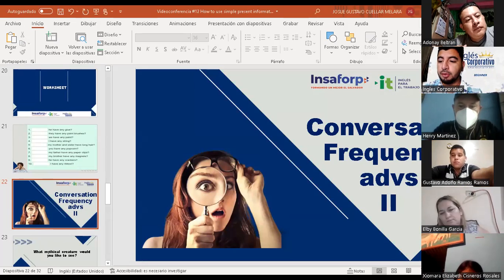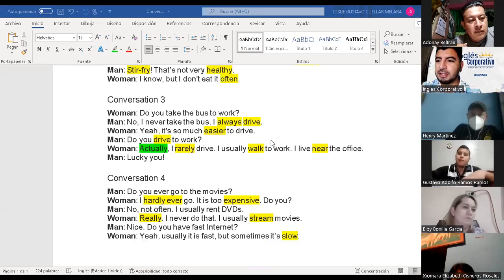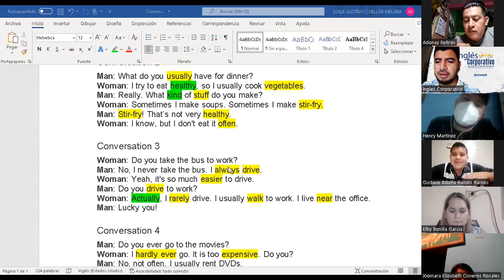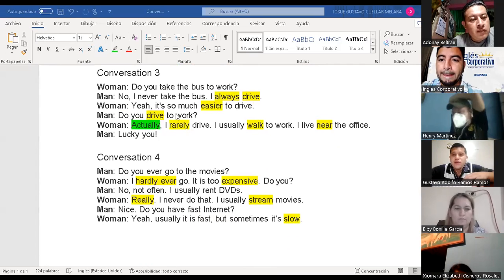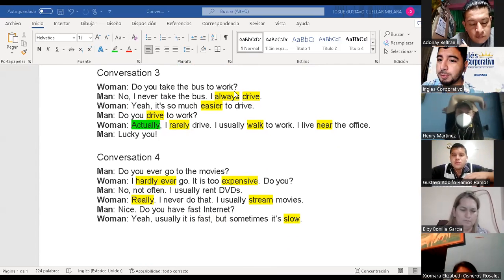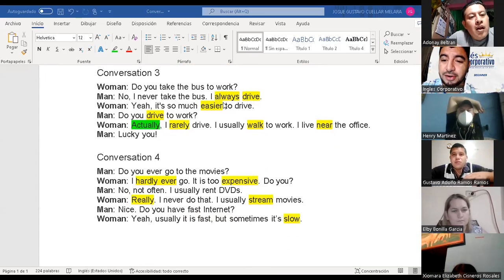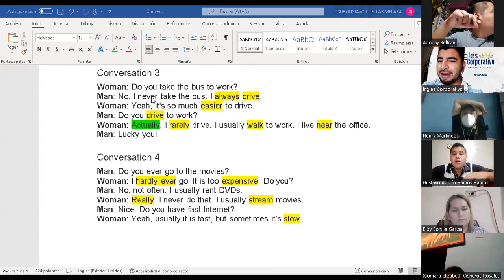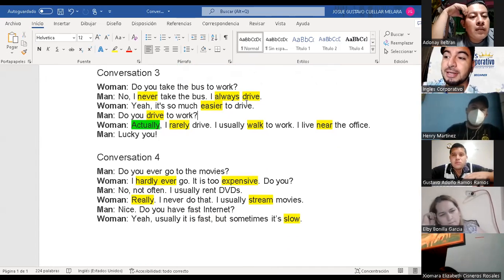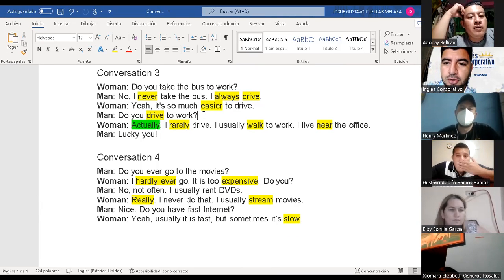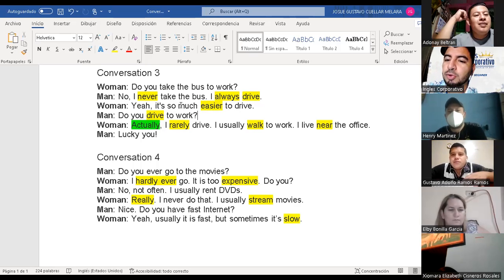Conversation, frequency adverbs. Vamos con la segunda parte de los frequency adverbs. And let's move to conversation 3 and 4. Si se dan cuenta, cada vez están más pequeñas las conversaciones. Están cortísimas. And conversation 3. Dice... Do you take the bus to work? ¿Tomas el bus para trabajar? No, I never take the bus. I always drive. Aquí está always, ya ven, always drive. No, yo nunca, never, aquí está, ven, otra vez, never. I never take the bus, nunca tomo el bus. Yo siempre conduzco, drive, manejo, conduzco. Yeah, it's so much easier to drive. Sí, es mucho más fácil.